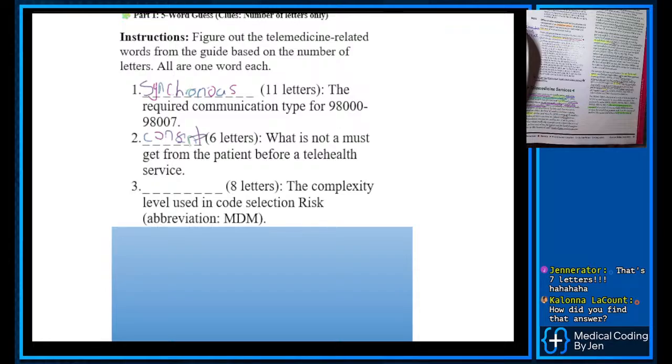Consent is 7 letters. I have it wrong, don't I? Woo, dyslexic. You're right, sorry about that. It would have helped if I'd had the correct number of letters, right? You guys know I'm only human here.